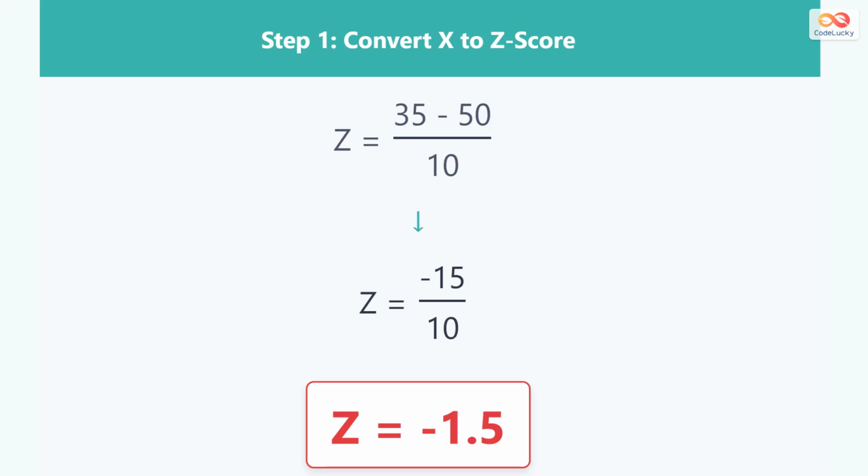Step 1 is to calculate the z-score. We take our value, 35, subtract the mean of 50, and divide by the standard deviation of 10. 35 minus 50 gives us negative 15. Negative 15 divided by 10 equals negative 1.5. So, our z-score is negative 1.5.